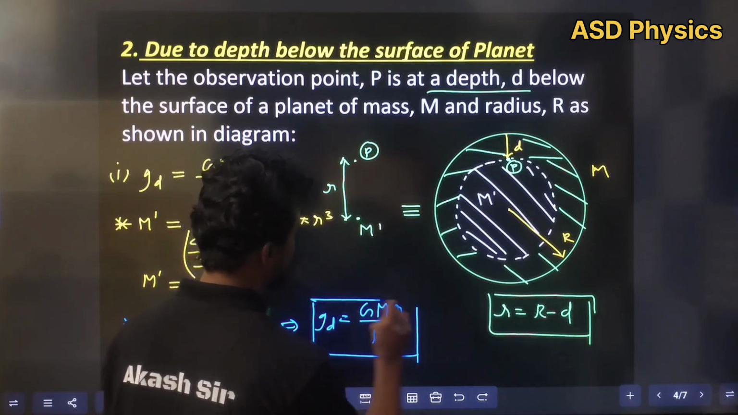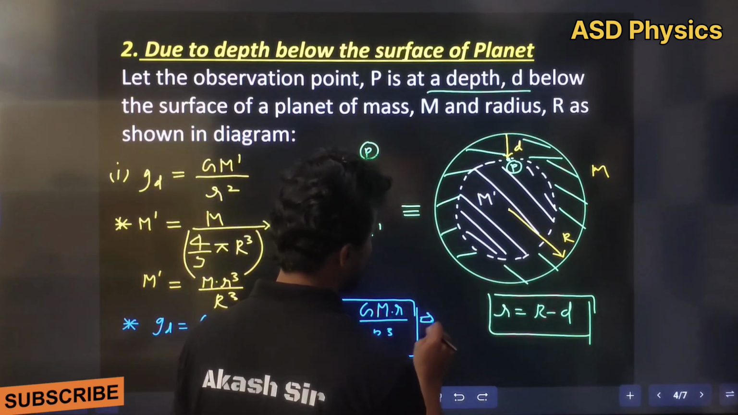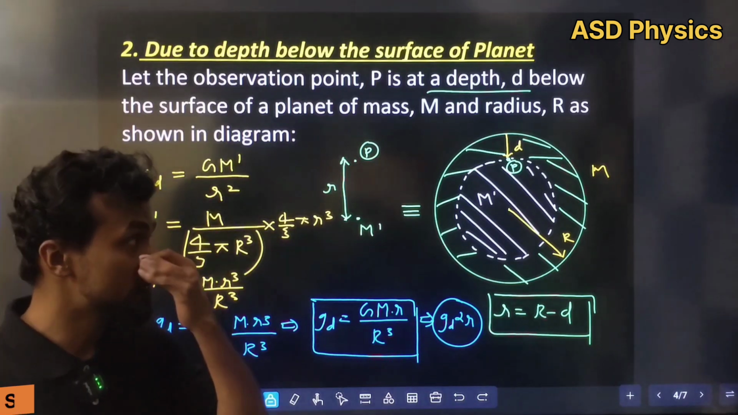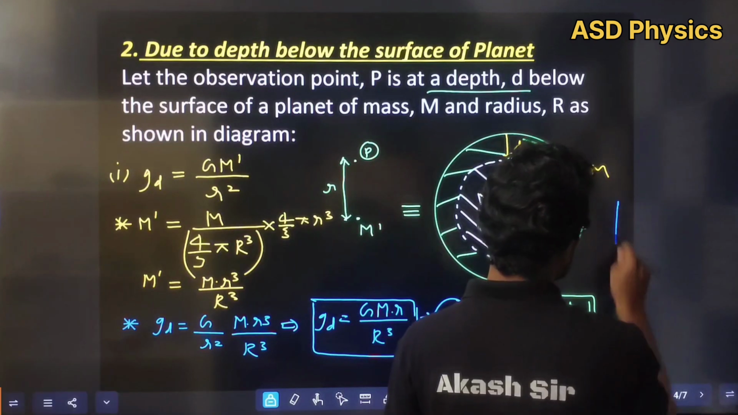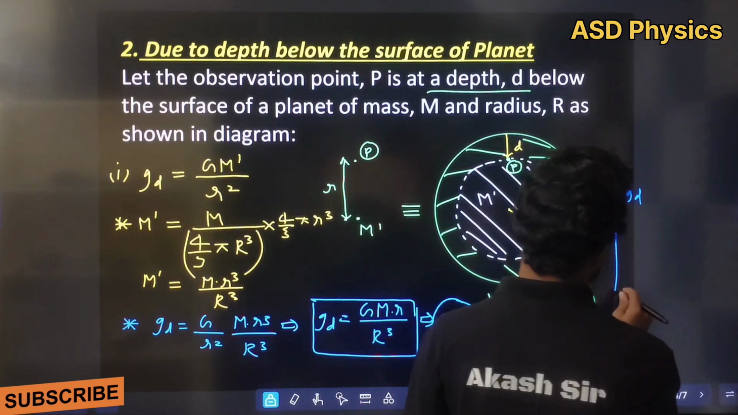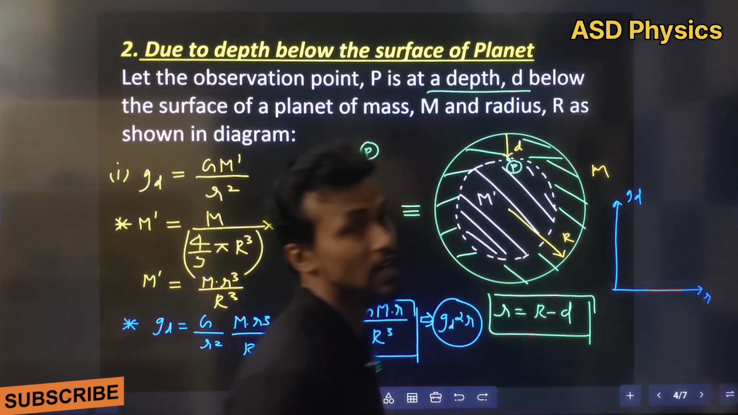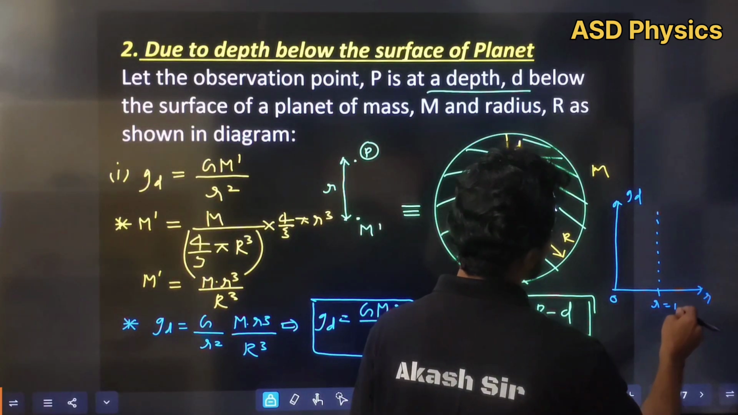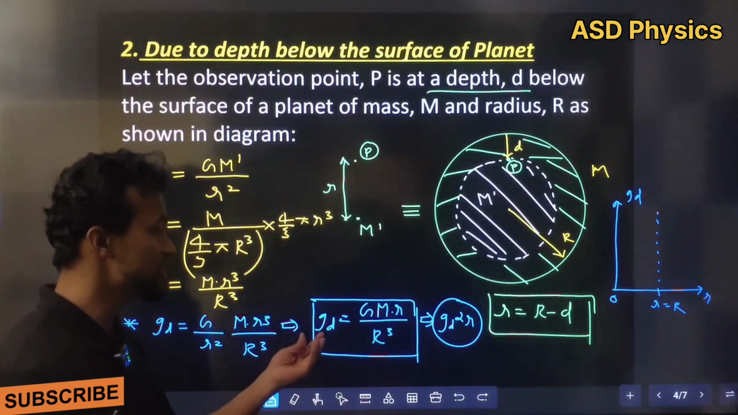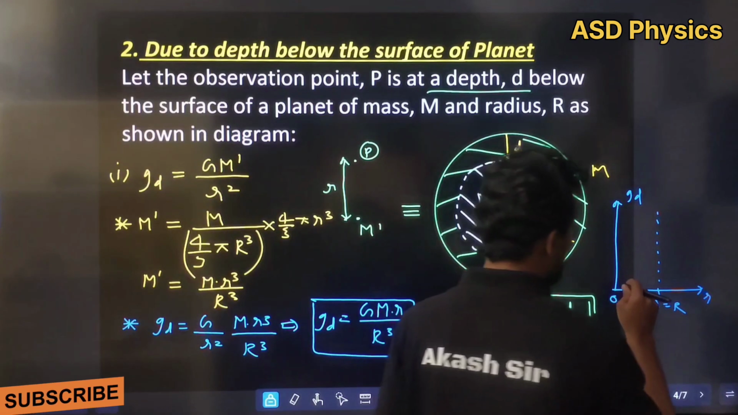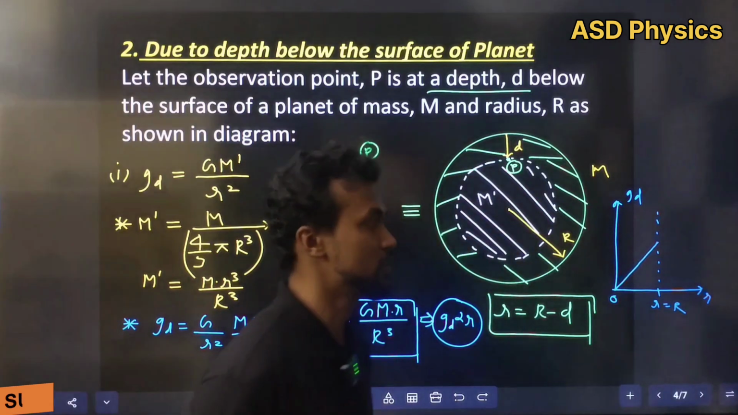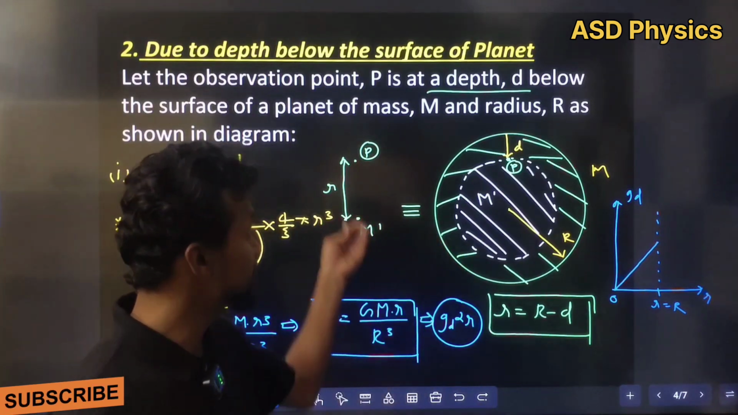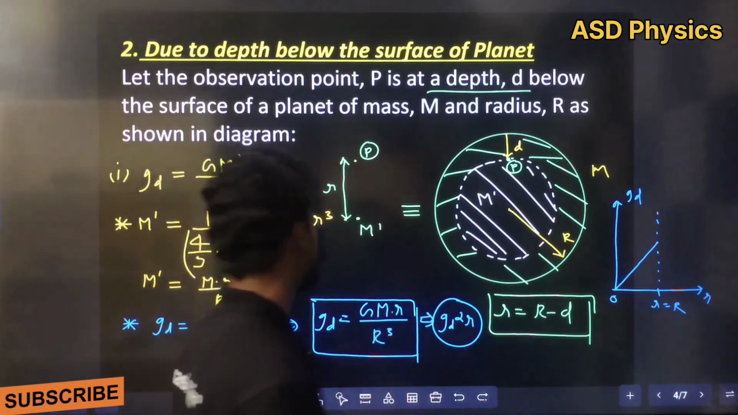Now, this is one form, and here you have to remember that this GD value is directly proportional to small r. So if I draw one more graph here, this is the GD and this side is r. At the surface, the value of small r is capital R. The GD is directly proportional to r, that means the graph will go like this. So this is the gravity due to depth and this is small r, the center to the observation point distance. Okay. So this is one part.